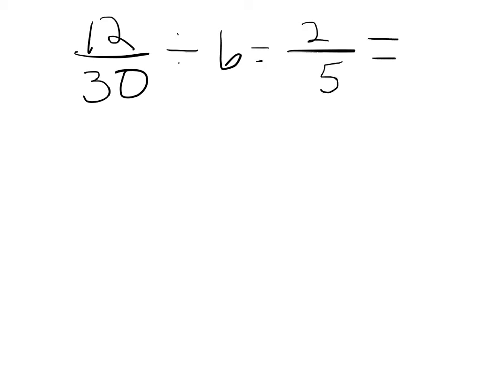So with colons, that's 2 to 5. The 2 is on top. It goes first. So we read left to right and top to bottom. So if it's a top to bottom thing, then that 2 has to go first.